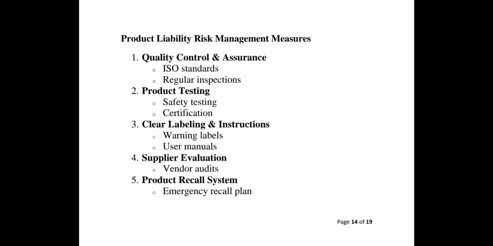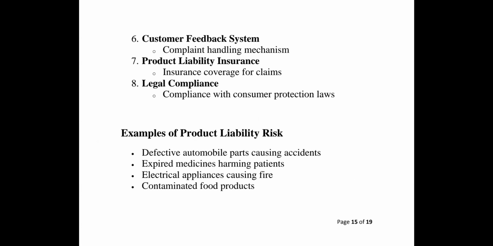Product liability risk management measures: first, quality control and assurance. Second, product testing. Third, clear labeling and instructions. Fourth, supplier evaluation. Fifth, product recall system. Six, customer feedback system. Seven, product liability insurance. Eight, legal compliance. Examples of product liability risk: defective automobile parts causing accidents, expired medicines harming patients, electrical appliances causing fire, contaminated food products.